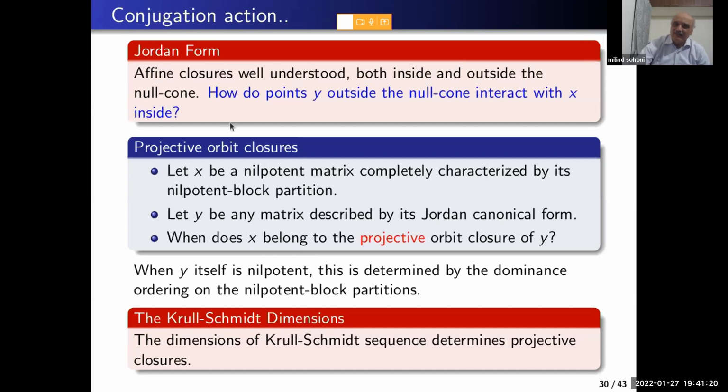But the question is, if I have a point outside the null cone, we know that the null cone consists of nilpotent matrices and points outside are non-nilpotent matrices. So if I have, for example, a point outside the null cone, which are the elements in the null cone it picks up? That is an important question. So what is the projective closure in this case? It turns out that it is really the Krull-Schmidt dimensions of this point y.